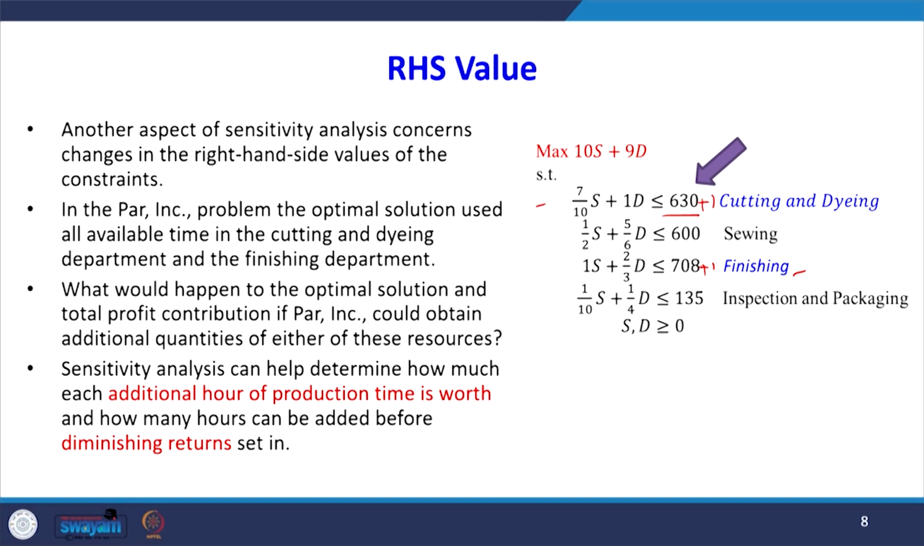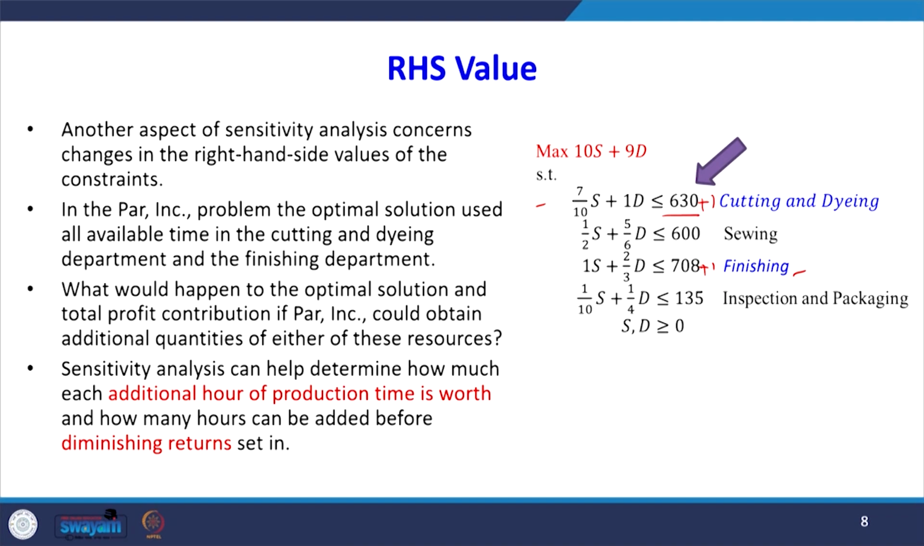So, sensitivity analysis can help determine how much each additional hour of production time is worth and how many hours can be added before diminishing returns set in. What is the meaning of this? If I add one extra resource, is adding this extra resource worth it or not, and how much is it worth?